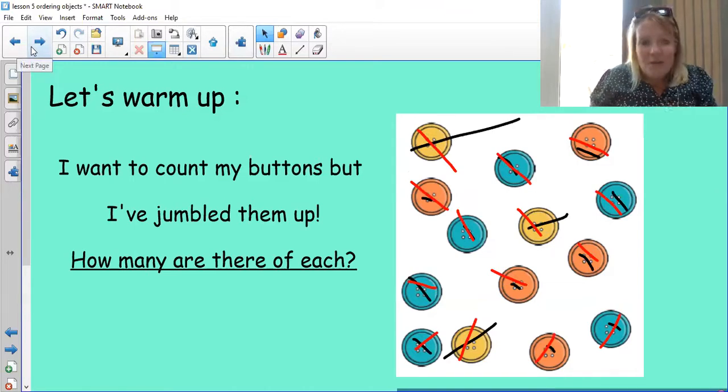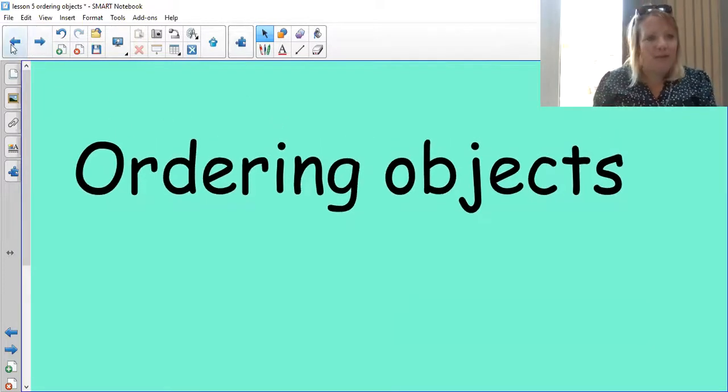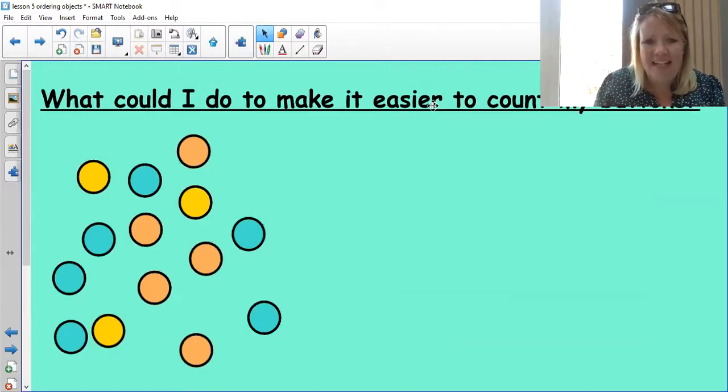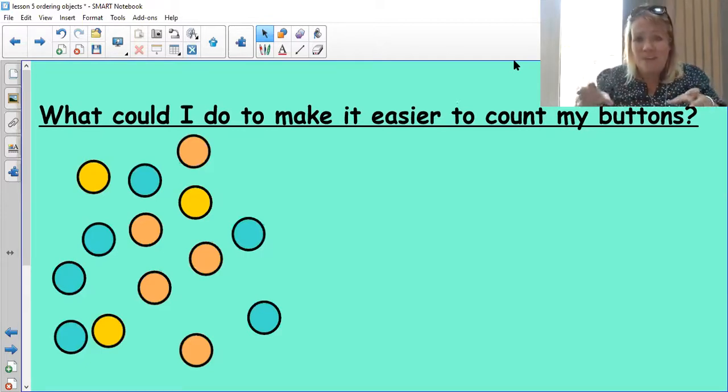So today we're going to be doing a bit of counting, but more than this, we're going to be doing some ordering. We're going to be ordering objects. So I'm going to look back at these buttons. What could I have done to make it a little bit easier to count them? Have a think. What could I have done to order my buttons? Lots of you are saying the same thing, actually. Instead, I could have separated them.